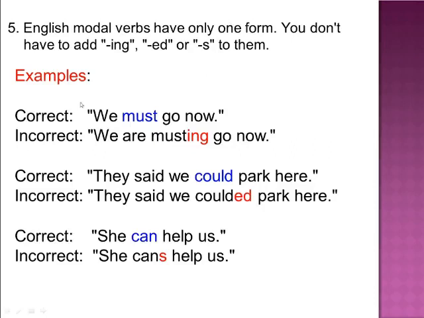Correct: We must go now. Incorrect: We are musting go now. It's not correct. All these things are very simple. However, just make you out what it is. I am just describing it a little bit clearly. Just follow me. They said we could park here. Okay. This type of ed or s we will not use with the modal verbs. She can help us. Okay. Correct and incorrect.